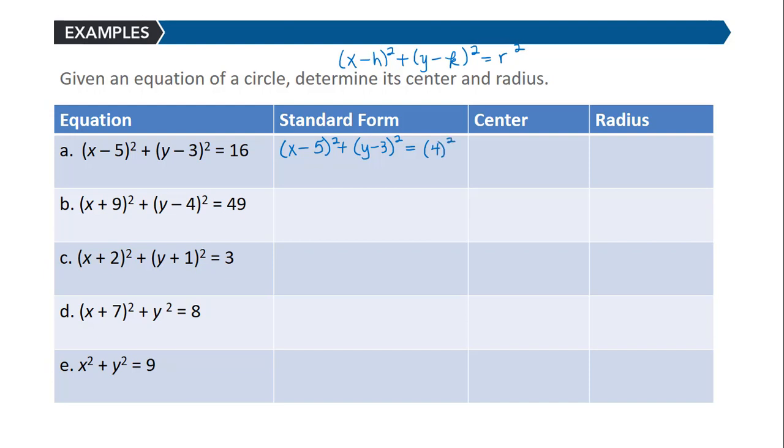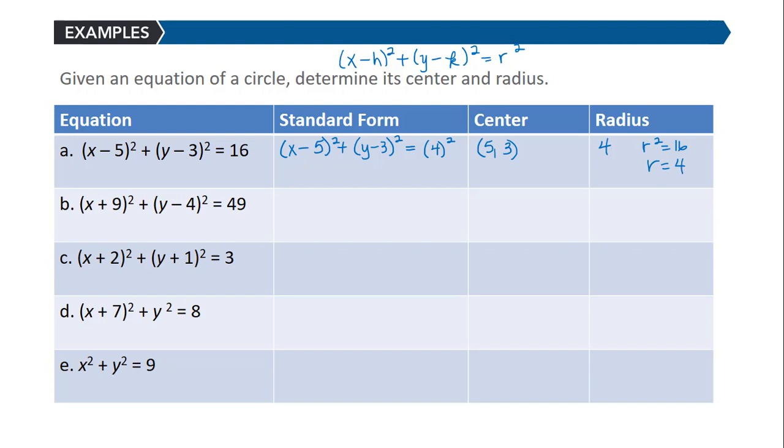So our center, because we have subtraction signs there, is just our h, k, which is 5, 3, and the radius is 4. Now you could also set r squared equal to 16 and solve. You don't have to take the negative square root because we're talking about a radius, so the square root would be just 4.